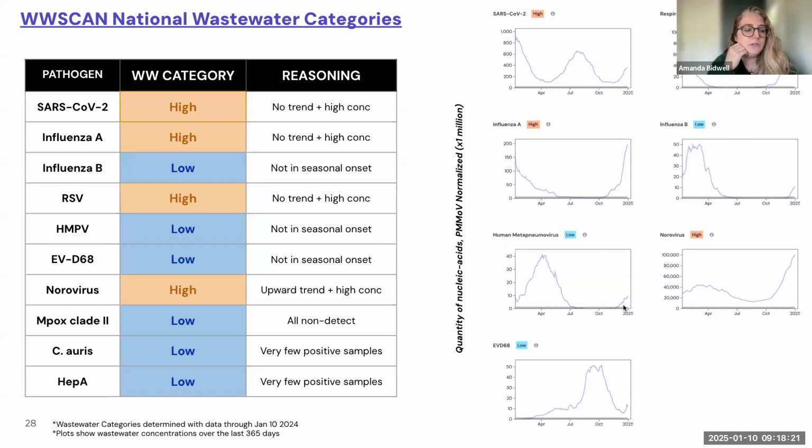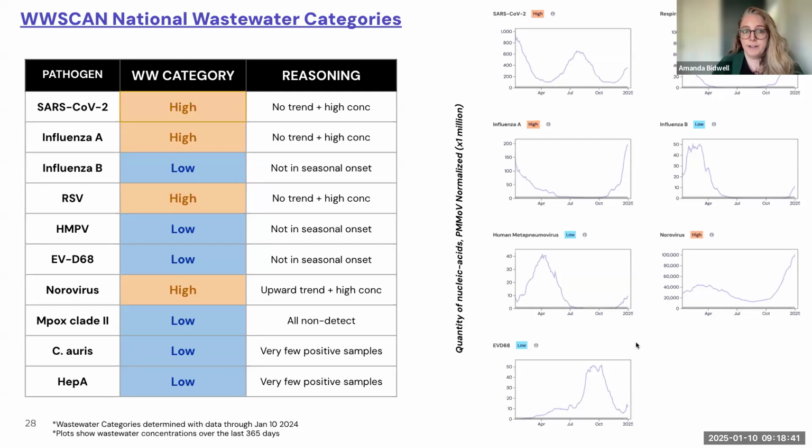EVD 68, we are in the low category. As you remember, we were in seasonal onset earlier or at the tail end of 2024. And right now we still have some sites in onset, but all of them are in California, the 18 sites that are still in onset.